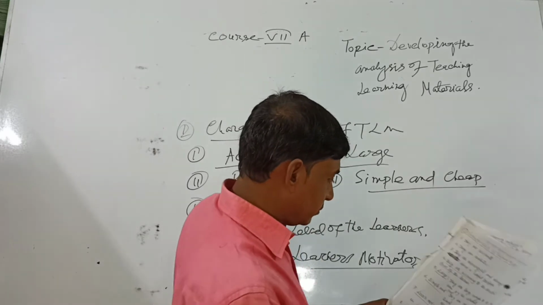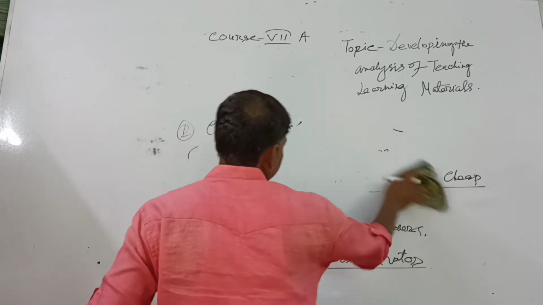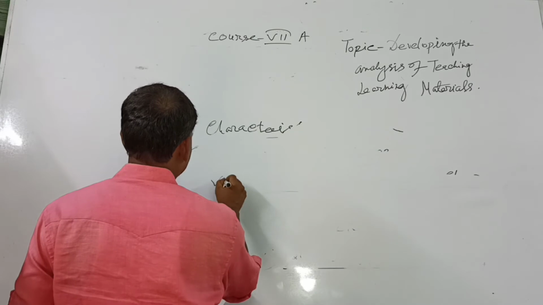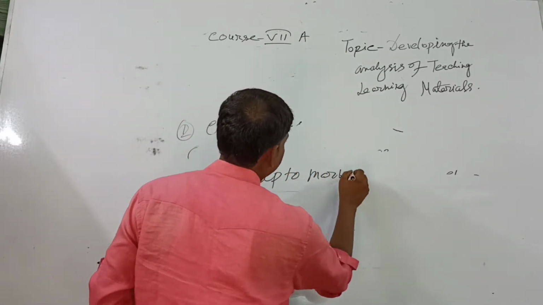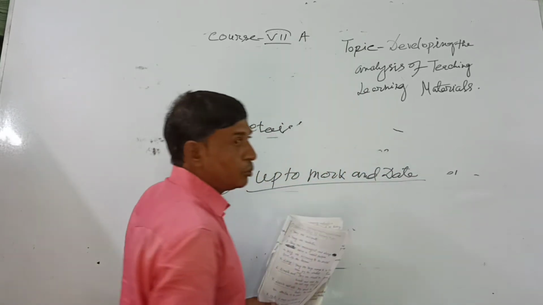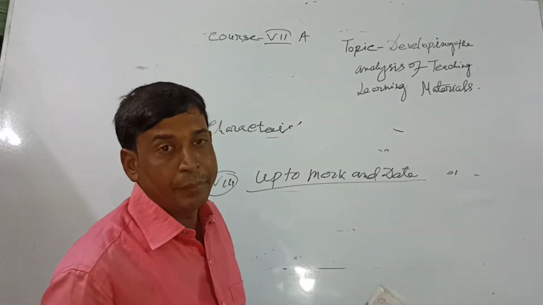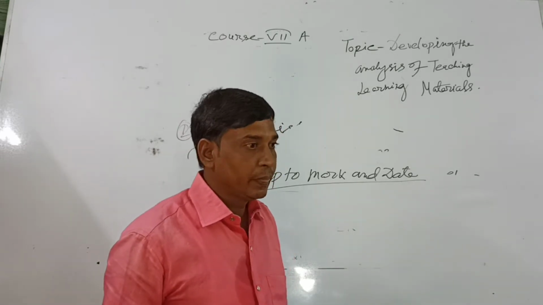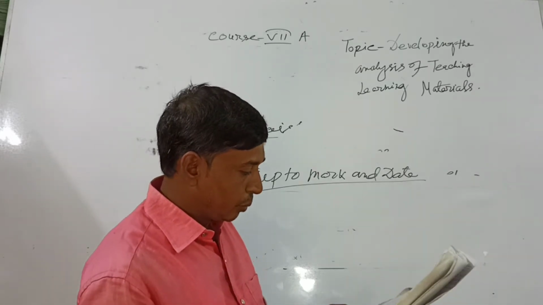Next, another feature: up to date. Your TLM should be up to date. That is, whenever you make the TLM, it should be based on the present age, according to the level, according to the current situation.